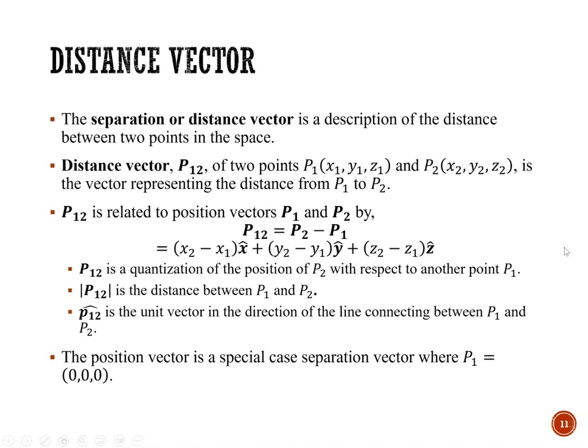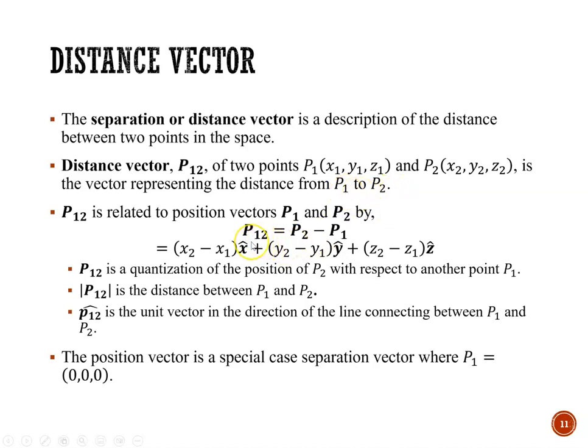Distance vector, or separation vector, is a description of the distance between 2 points. So now instead of having only P1, you have P2. Okay, so the distance vector P12 of 2 points. You will have 2 points, P1 and P2, and P12 is the vector representing the distance from P1 to P2. So how do you relate between these two?